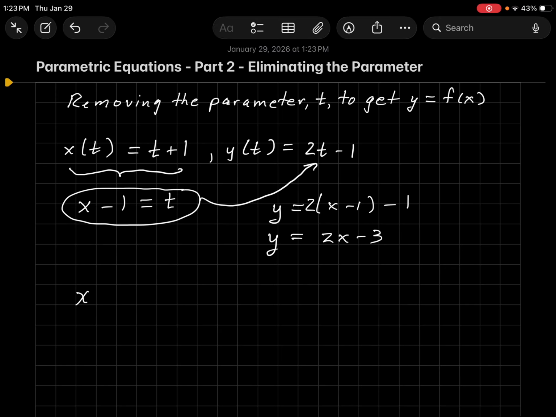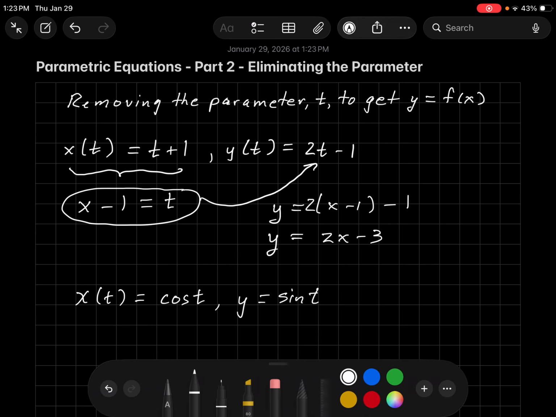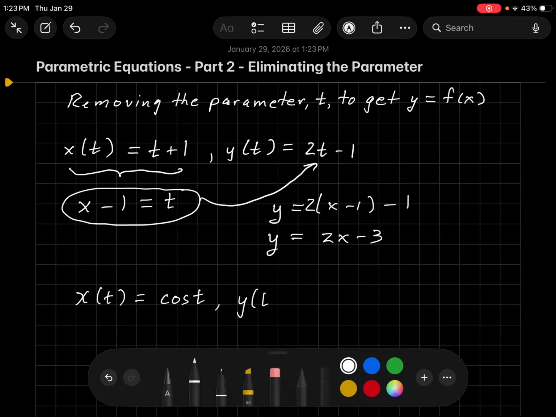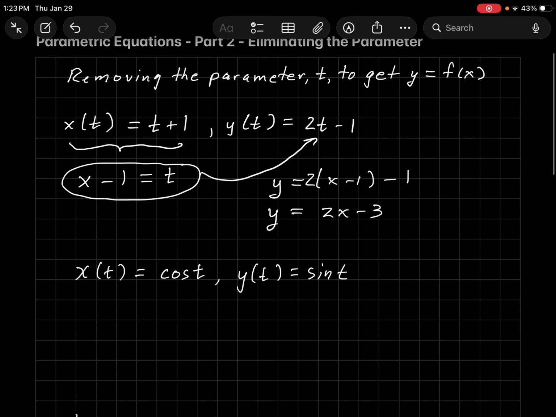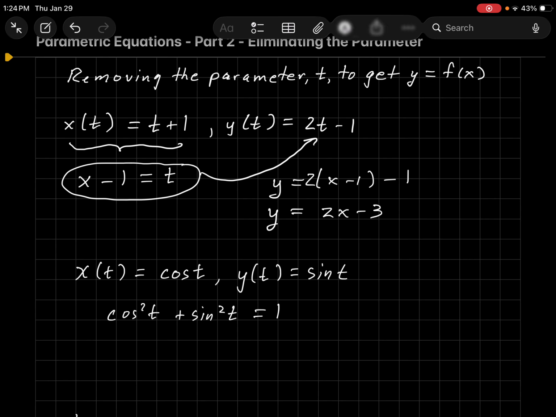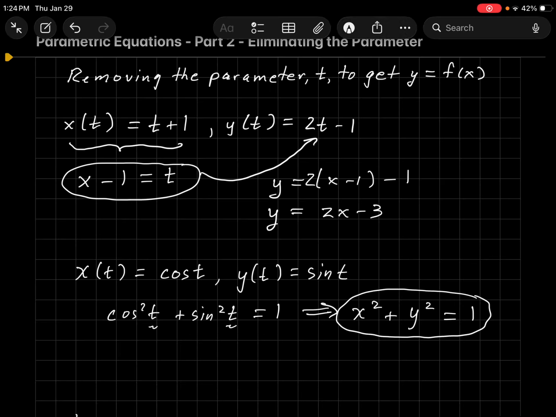In the last video, I did a problem like this, but it bears repeating because it is one of the more important ones. What if we had the parameterization x of t equals cosine of t, and y of t equals sine of t? How can I get rid of the parameter? The basic trick is to remember that cosine squared plus sine squared always equals 1, as long as the argument is the same. Cosine is x, so I have x squared. Sine is y, so plus y squared equals 1. And we have successfully eliminated the parameter t.